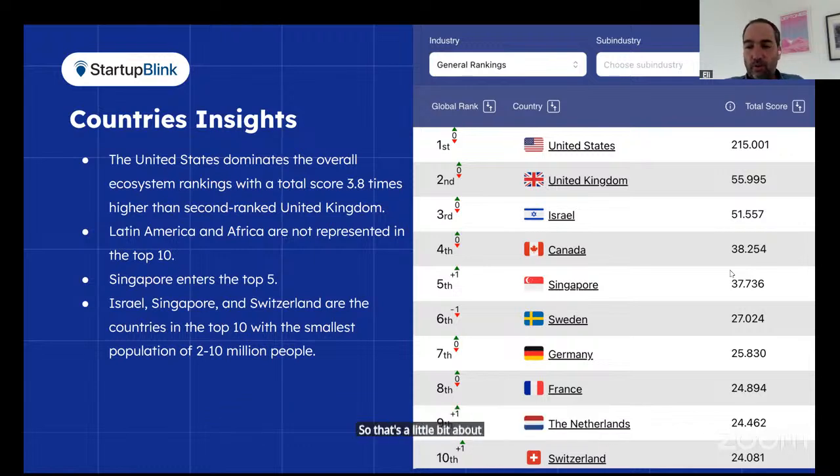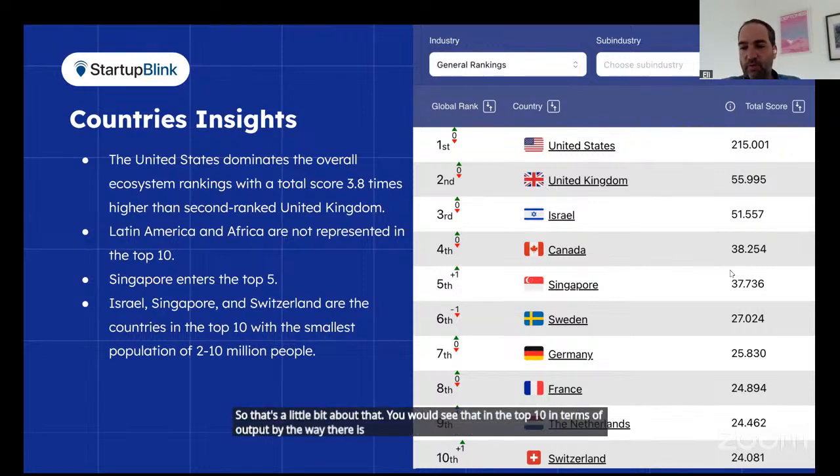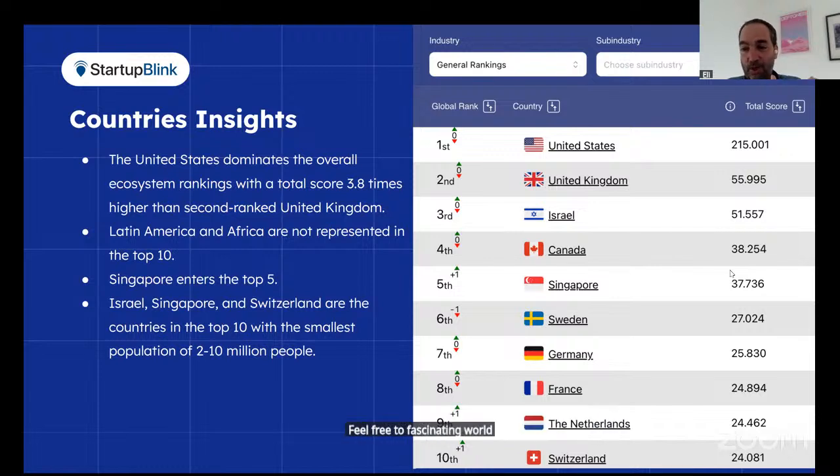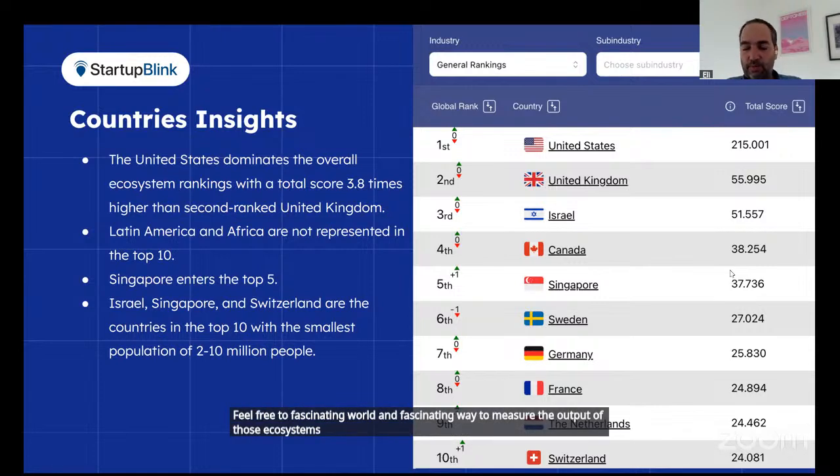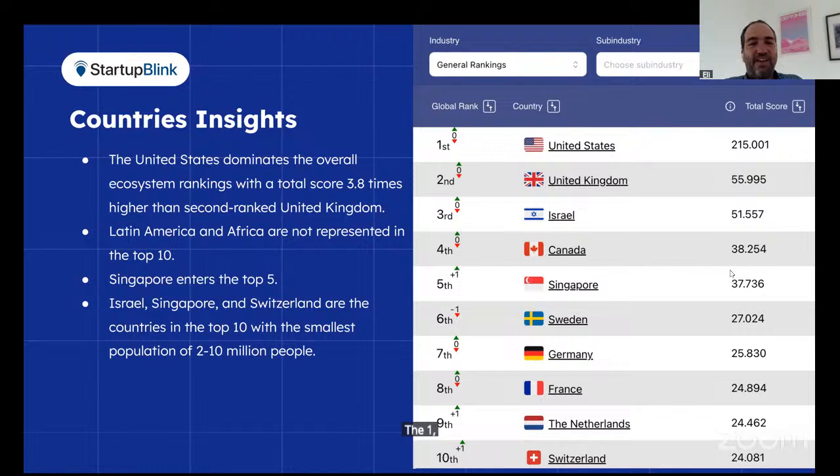You would see that in the top 10 in terms of output, by the way, all the methodology of those rankings is in a few pages of the free report that we told you about. So if someone wants to really dig in, feel free. It's a fascinating world and a fascinating way to measure the output of those ecosystems. You can see here that in terms of countries, Latin America and Africa are still not represented in the top 10, but they're heavily represented in the top 1,130 countries and the 1,300 cities.